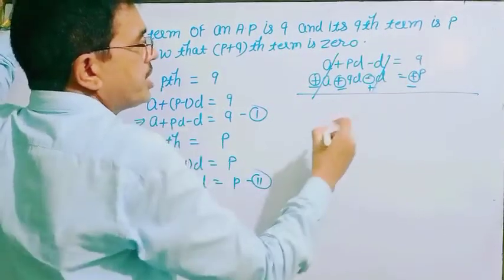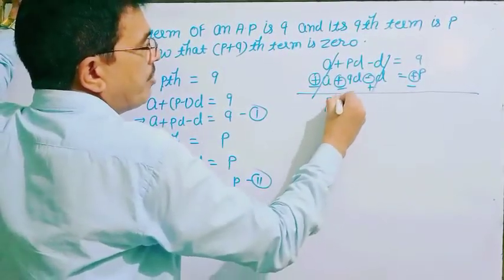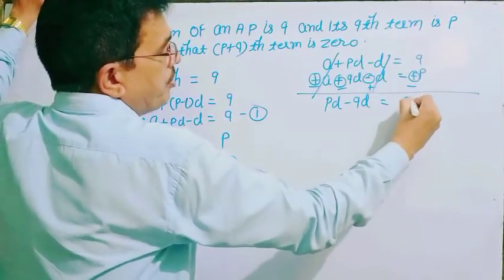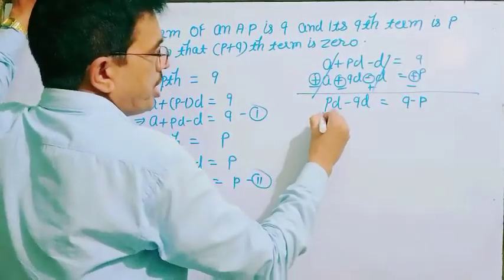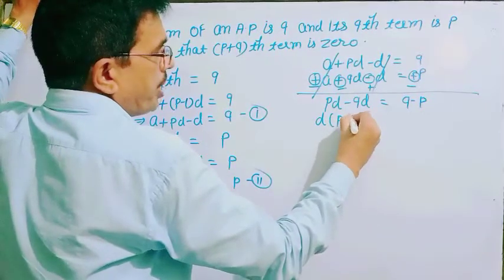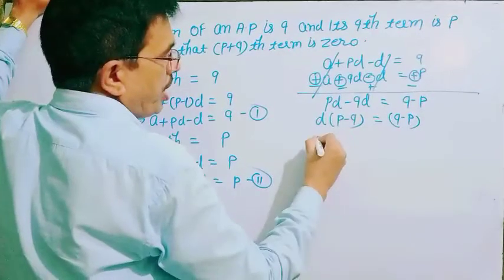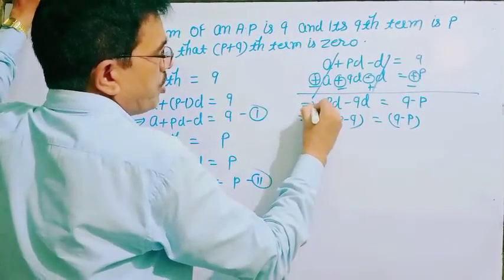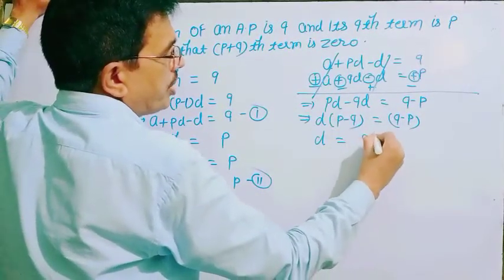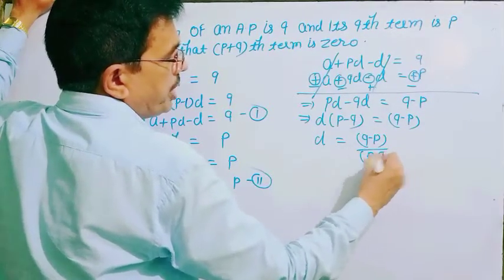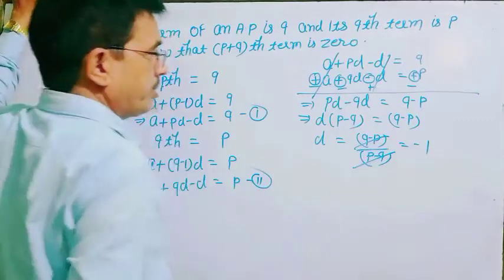This A cancels and this D cancels. So what do you have? PD minus QD, then here it is Q minus P. D is common. Then (P minus Q) D is equal to Q minus P. So what is D? Write here D is equal to (Q minus P) by (P minus Q). It is cancelled by minus 1.